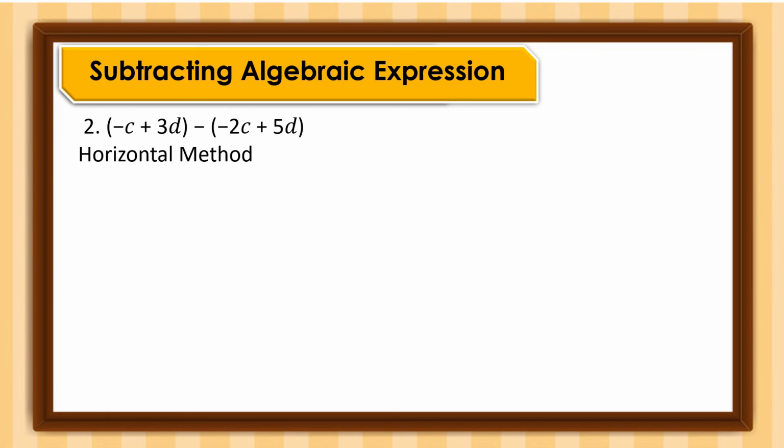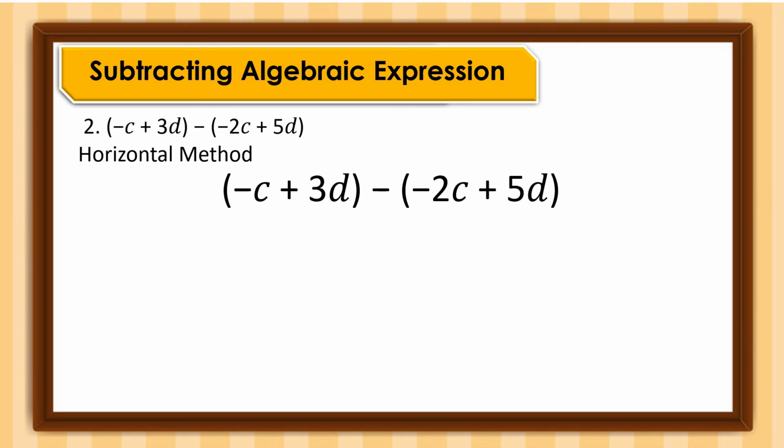Example number 2. The quantity of negative c plus 3d minus the quantity of negative 2c plus 5d. So here's our working expression. The first thing that we need to do is remove the grouping symbol and then change the sign of the subtrahend. So we have negative c plus 3d. From negative 2c, it became positive 2c. And then from positive 5d, it became negative 5d. And then proceed to combining like terms.